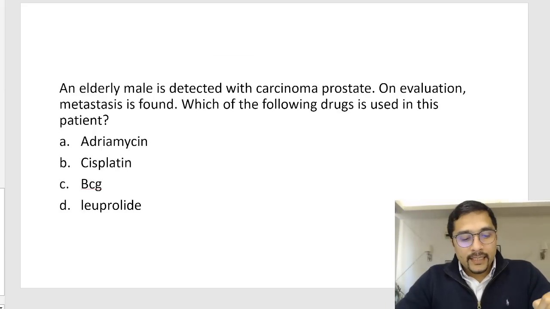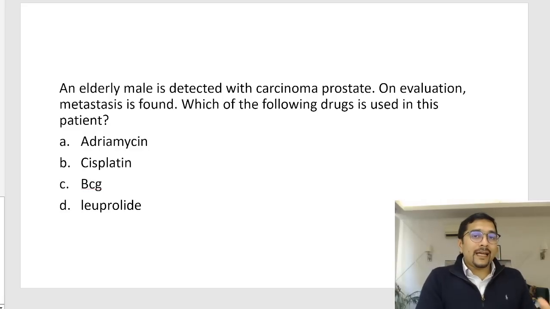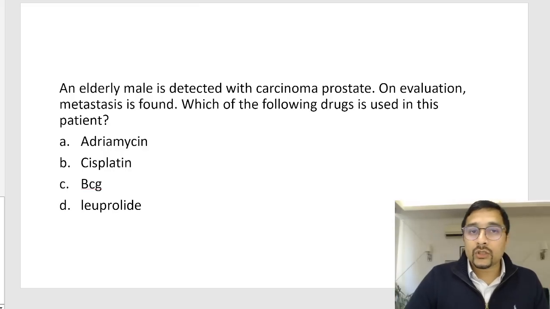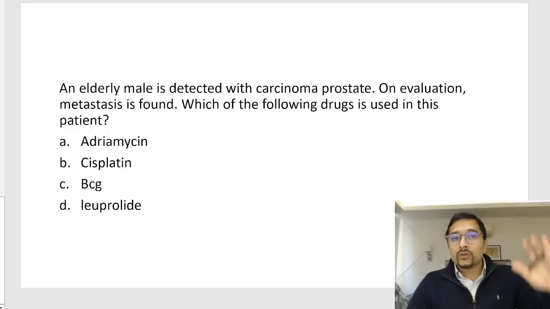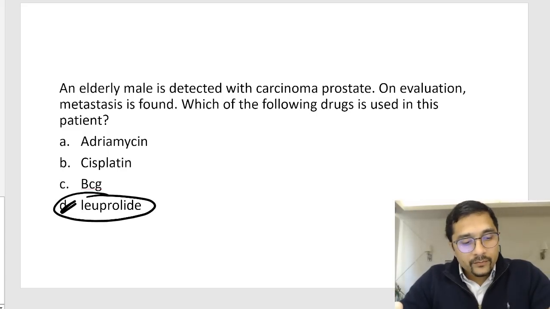An elderly male is detected with carcinoma prostate. On evaluation, metastasis is found. Which of the following drugs is used in this patient? Like breast cancer, where if ER/PR positivity is there, we use hormonal therapy to block the hormones, similarly, prostate cancer is also driven by testosterone. So in males who have metastatic prostate cancer, we can use androgen depletion therapy, ADT. We have to reduce the level of androgen, and we can do that by using leuprolide.